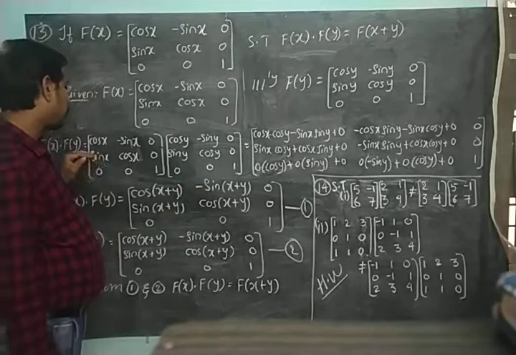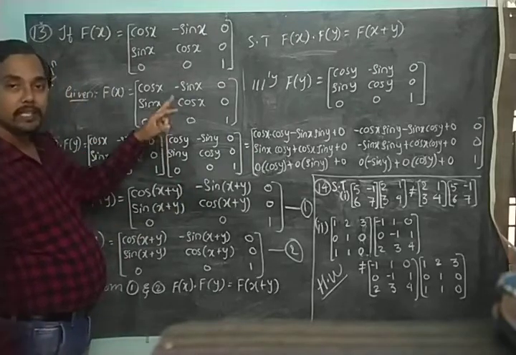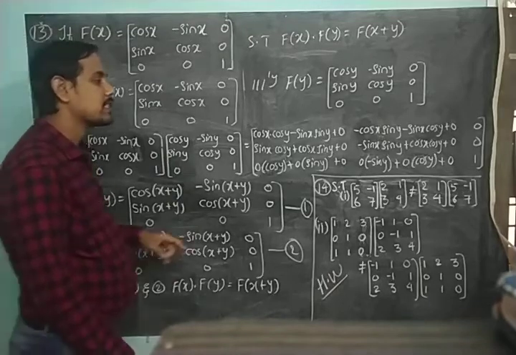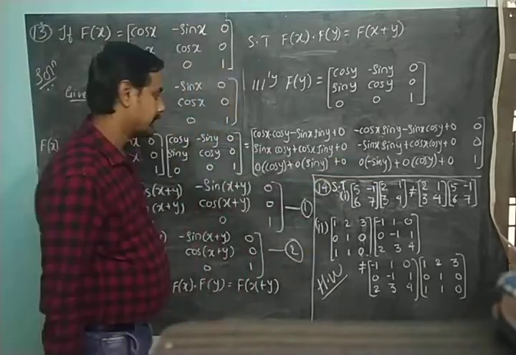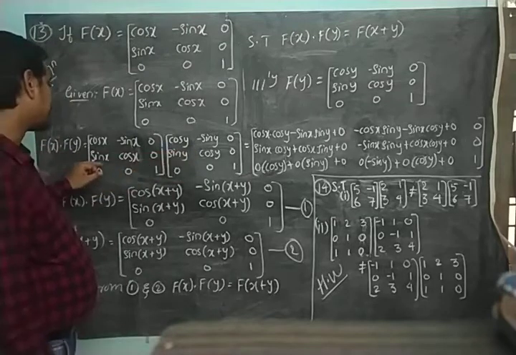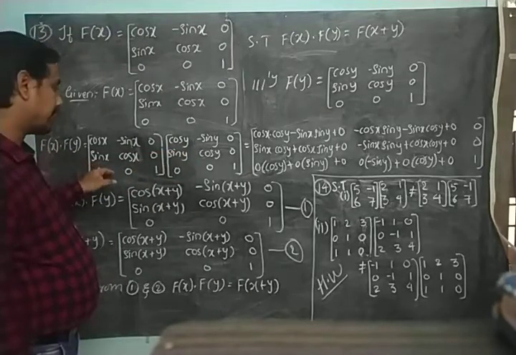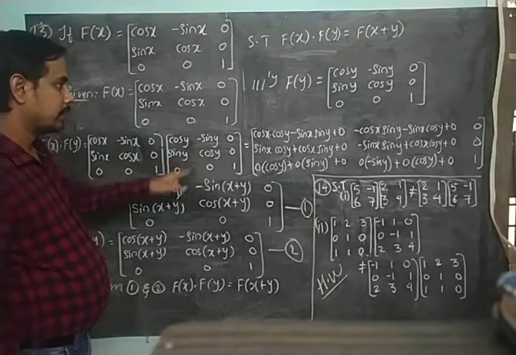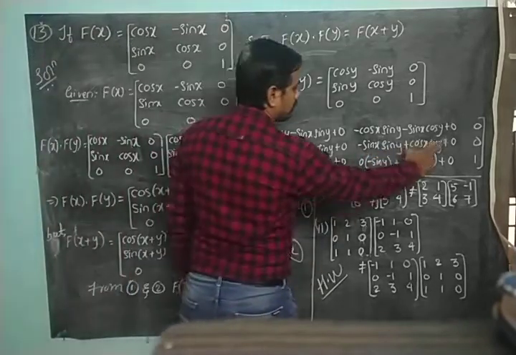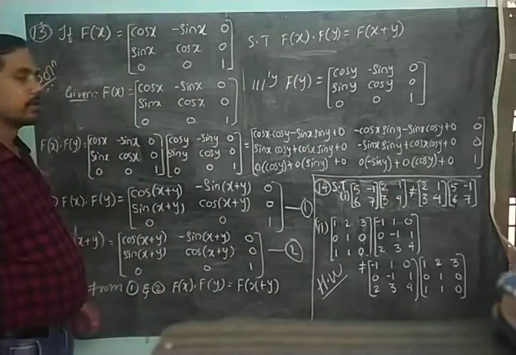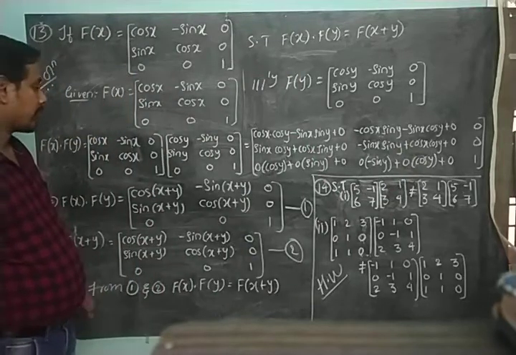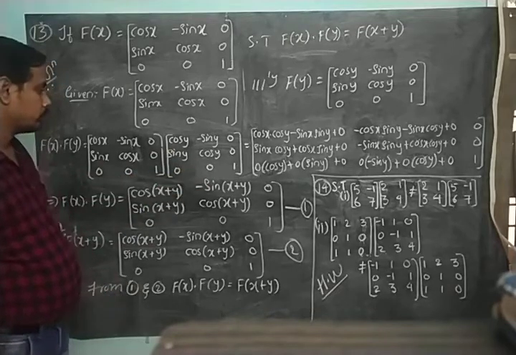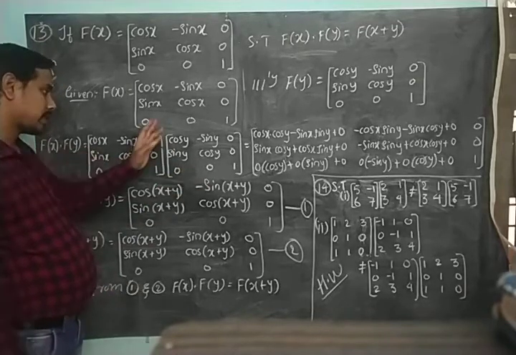Right. Now second row with second column. Sin x into minus sin y can be written as minus sin x sin y. Then cos x into cos y, that is plus cos x cos y. Plus 0 into 1 is 0 into 0 is 0. Right. Now second row with second column is finished.